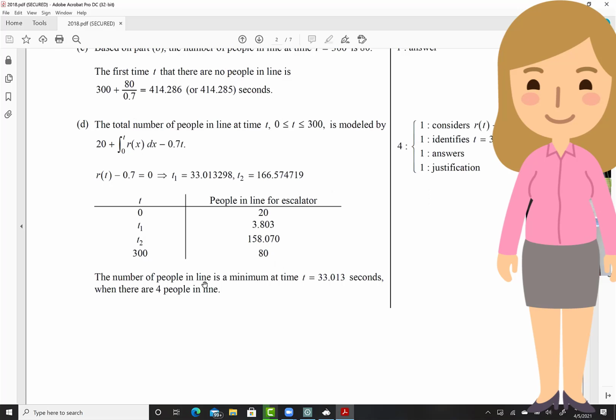And there it is. The number of people in line is a minimum. Oh, I didn't even say minimum, right? I should have said that. The number of people in line is a minimum at time t equals 33.013 seconds when there are 4 people in line. And that's it.